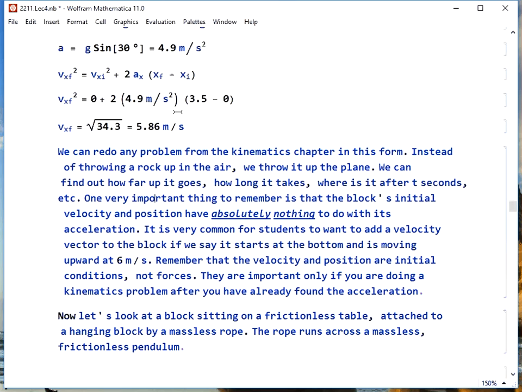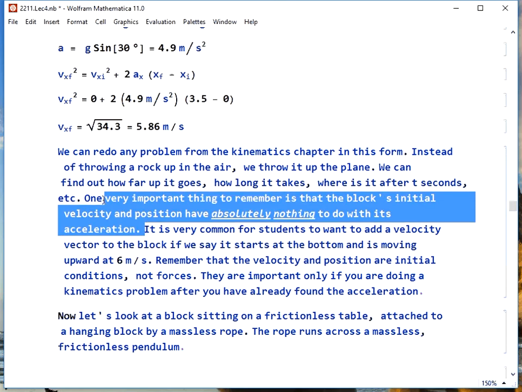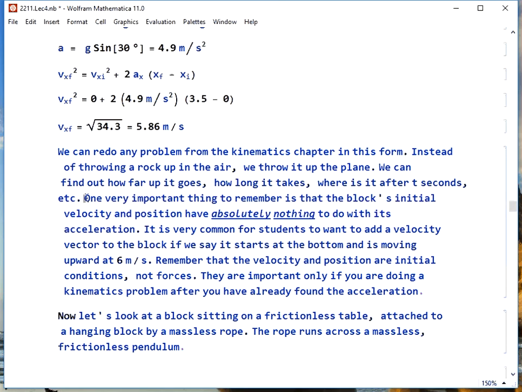One thing that is hard for people to understand: you might get a question like, if we take this block and throw it up the inclined plane at some velocity, how far does it go, how long does it take to stop, that kind of thing. But the thing you have to remember is that the initial velocity and position are in no way related to the acceleration. It's a completely separate problem.